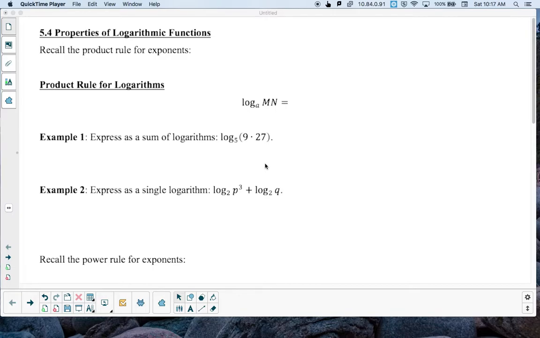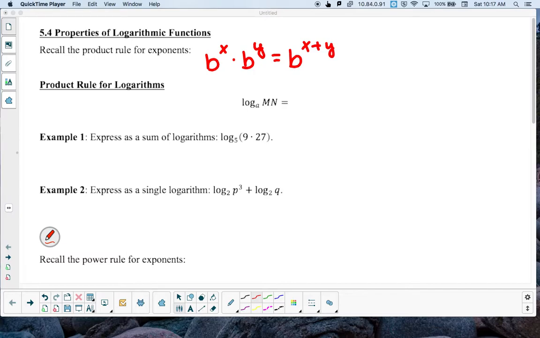So for our product rule, if we recall what we do for exponents, if we have b to the x times b to the y, this means that we add our exponents, so it would be b to the x plus y. So similarly, with our product rule for logarithms, if they're being multiplied inside the logarithm, we can split this up to be log base a of m plus log base a of n.